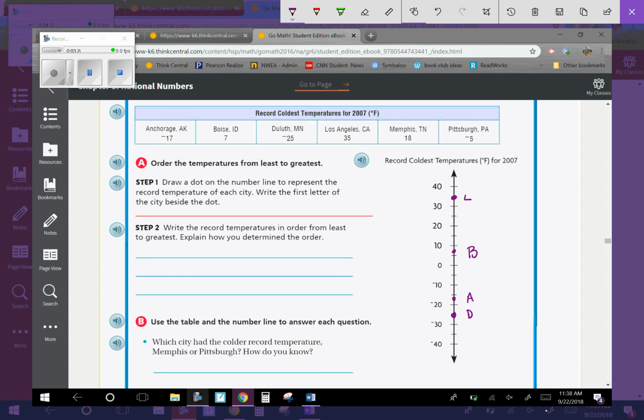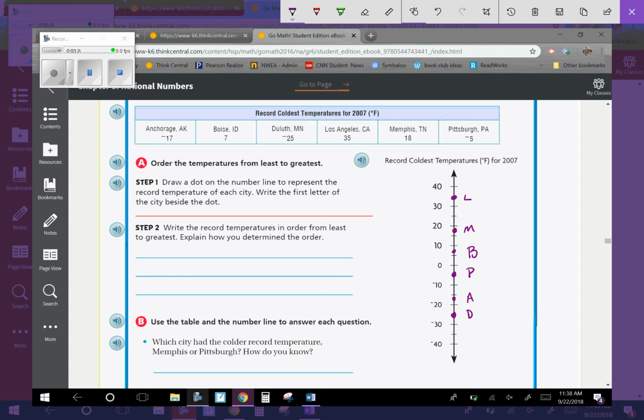Memphis is 18, 0, 10, not quite to 20. That should be M. And Pittsburgh, Pennsylvania is start at 0, go down 5. So that's step one. Step two, write the record temperature in order from least to greatest. Explain how you determine the order.